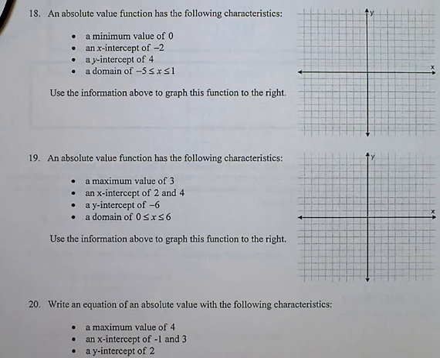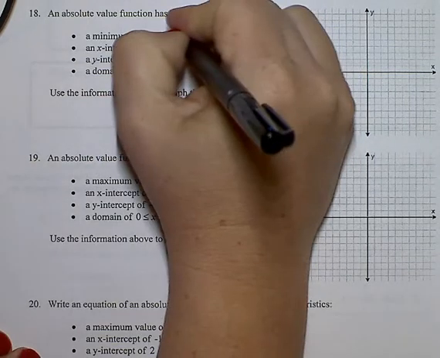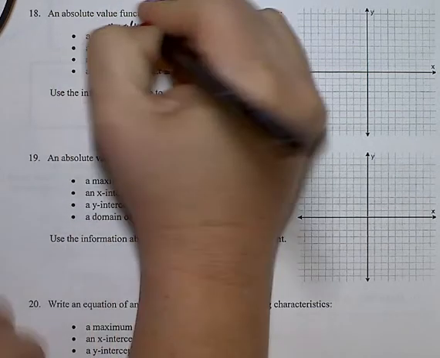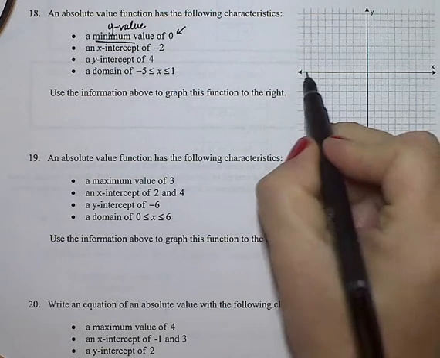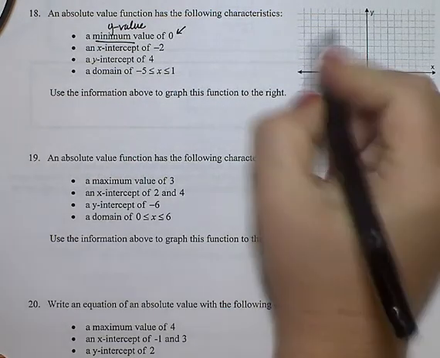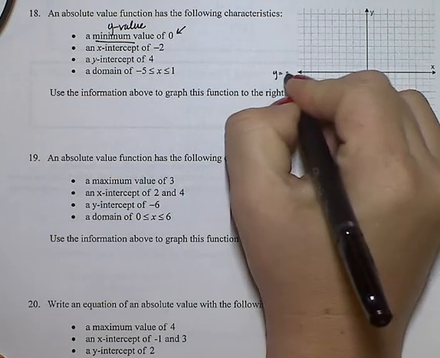Okay, and this is from AZ Merit Review number 1. An absolute value function has the following characteristics. It has a minimum value of 0. When they say minimum value, they're always referring to y values. So it has a minimum value of 0. It means it's not going to go below the x-axis because the x-axis has a y value of 0.